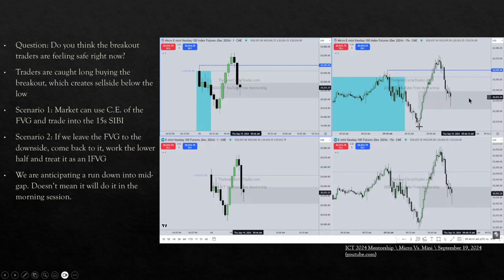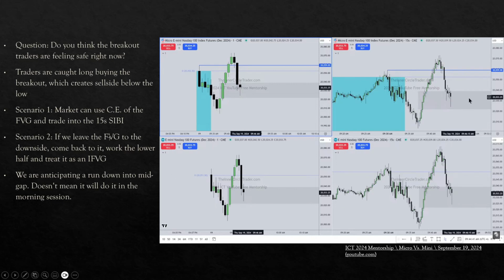ICT outlines two scenarios. Scenario one is the market can use the consequent encroachment of the fair value gap on the 1 minute chart right here, which is the first presentation fair value gap. And from here, it should trade into the 15-second SIBI right here on the 15-second chart. And scenario two is that we leave this first presentation fair value gap to the downside, retrace back into it, and stay and work in the lower half of the fair value gap and treat it as an inversion fair value gap to trade lower into the sell side liquidity pool.